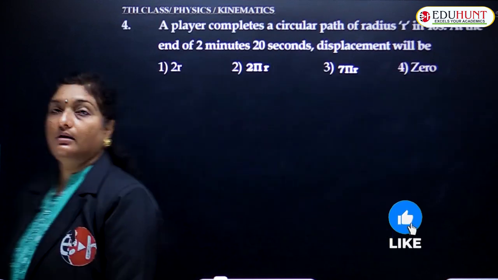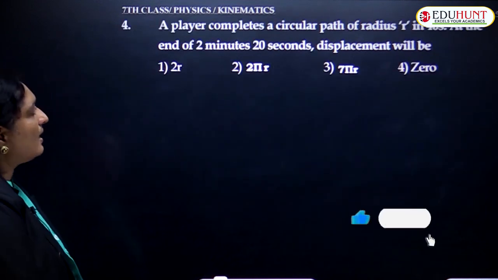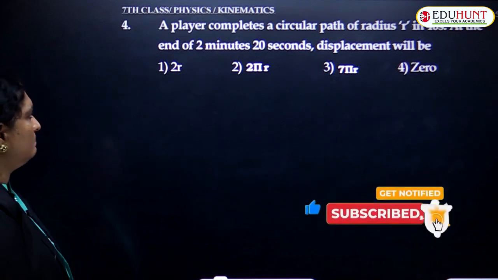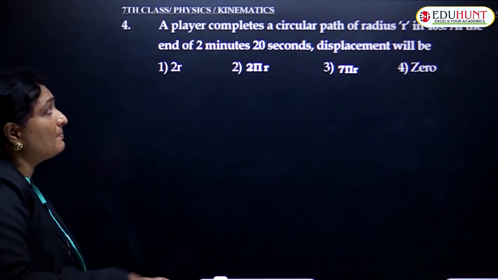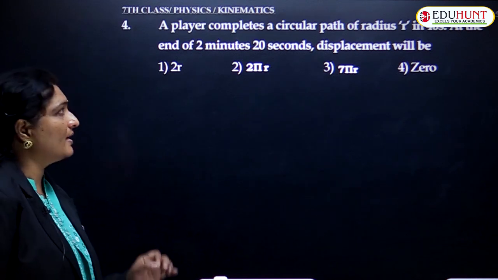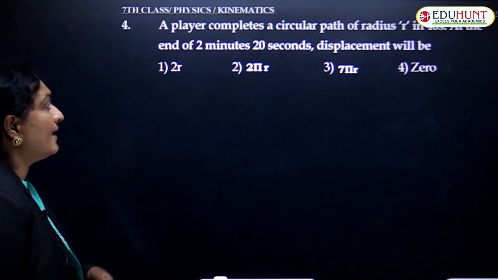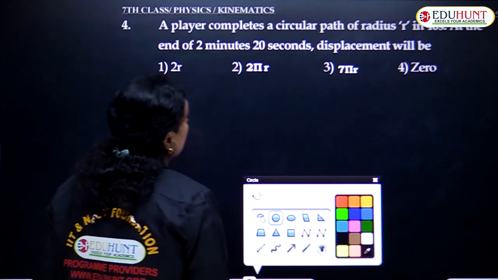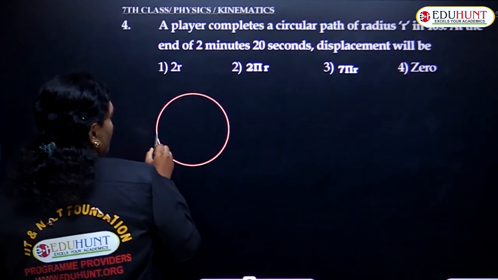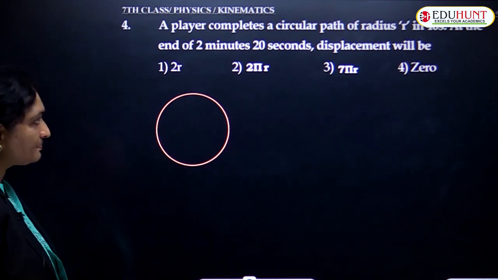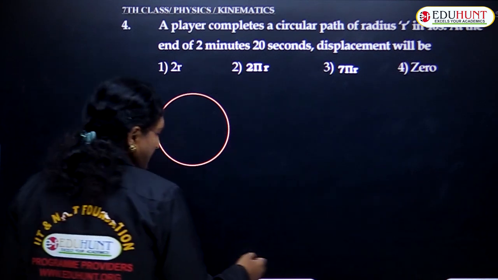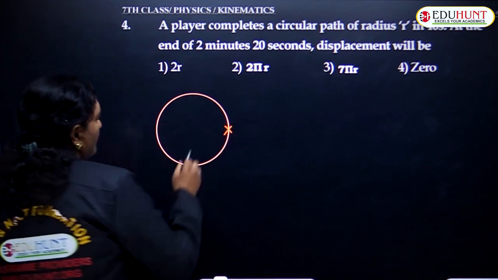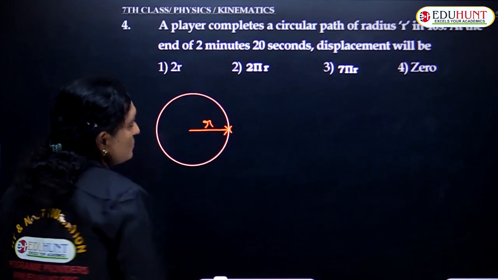Moving ahead, question number 4. A player completes a circular path of radius r in 40 seconds. What is given, children? A player completes a circular path of radius r in 40 seconds. At the end of 2 minutes 20 seconds, the displacement will be. Let us try to find out. Again, this one is also a circular path. First of all, let us imagine the circular portion. What they mean to say is, let us suppose that his journey has begun here and the radius was given as r as usual.